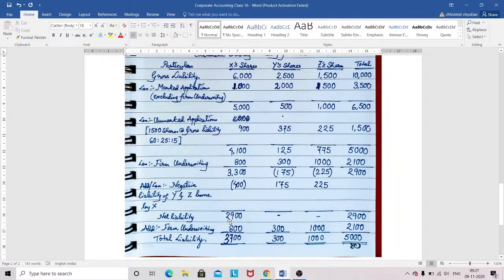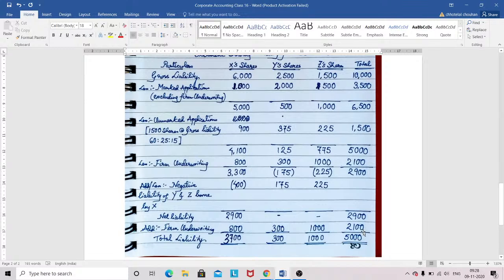So the net result arises: X 2900 is the net liability, the total net liability of that particular shares. Now if you add the firm underwriting, it is 800, 300, 1000, because I have already told you, whatever may be the situation, in case of firm underwriting the underwriter must have to take those shares. So 800 is for X, 300 for Y and 1000 for Z, so the total becomes 3700 for X, 300 for Y and 1000 for Z.